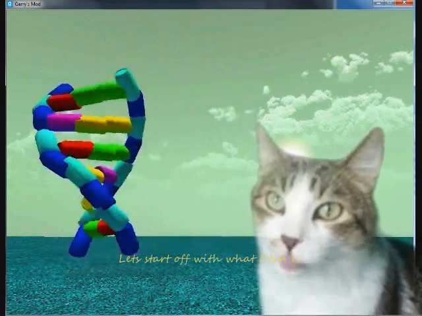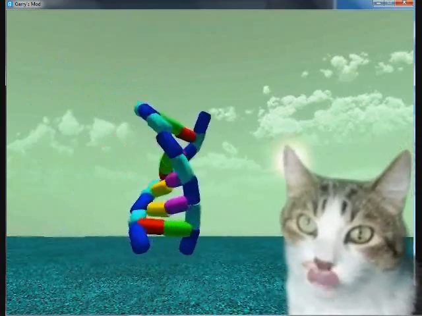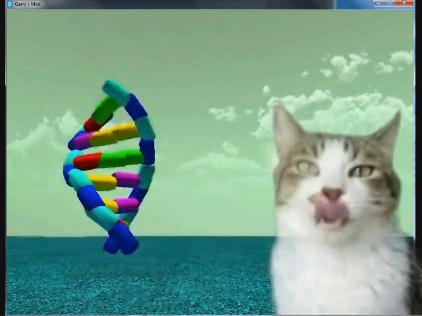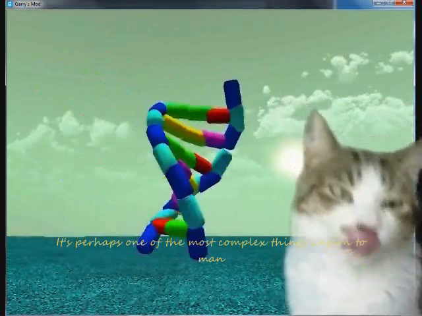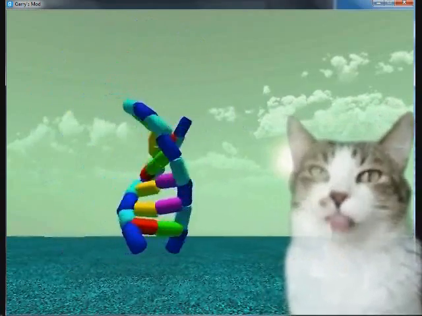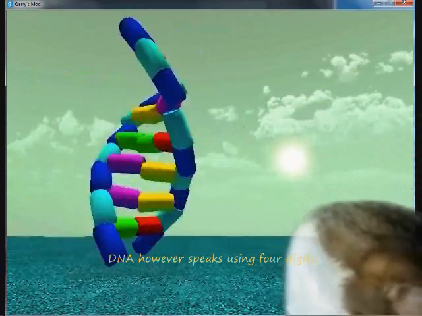Let's start off with what DNA is. DNA is a chain of amino acids that make up the blueprints for our body. It's perhaps one of the most complex things known to man. Just like computers speak in binary, 2 digits, zeros and ones, DNA, however, speaks using 4 digits.